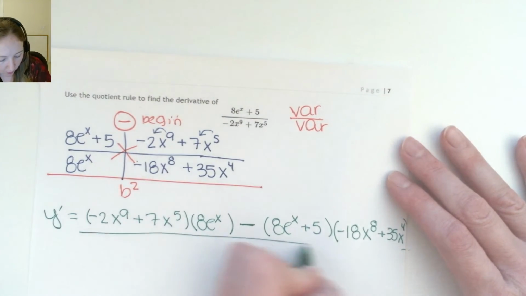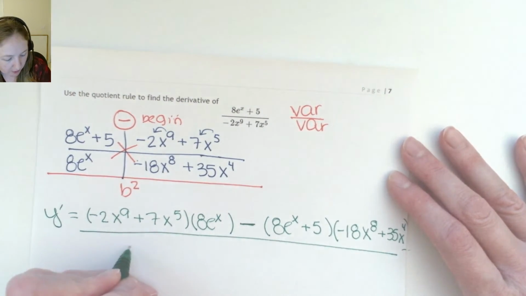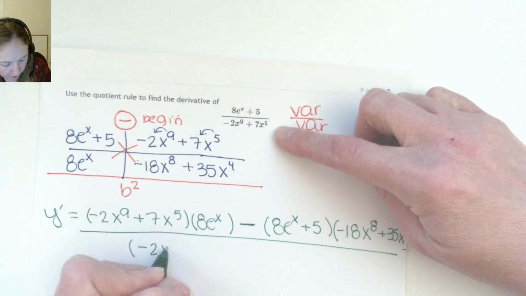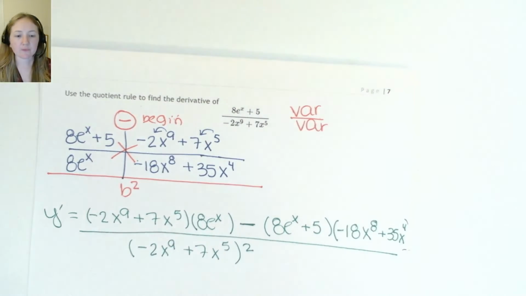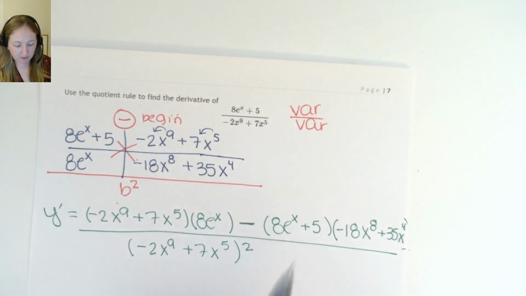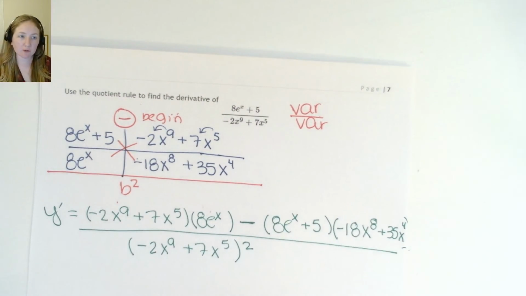And then that is all over the bottom function being the negative 2x to the 9th plus 7x to the 5th squared. Now, it says that we don't need to simplify and expand it. If we were to expand it, we would need to distribute this 8e to the x, and then we would also need to FOIL out. But for this question, it specifically says that we do not need to do that.